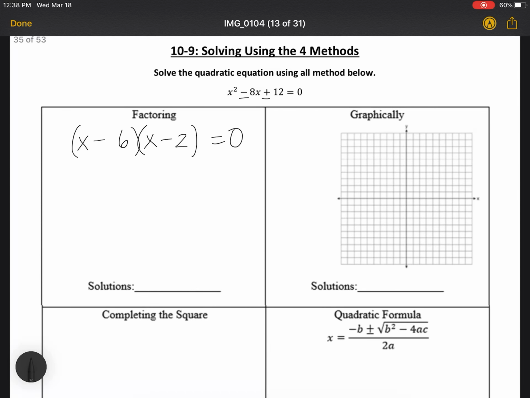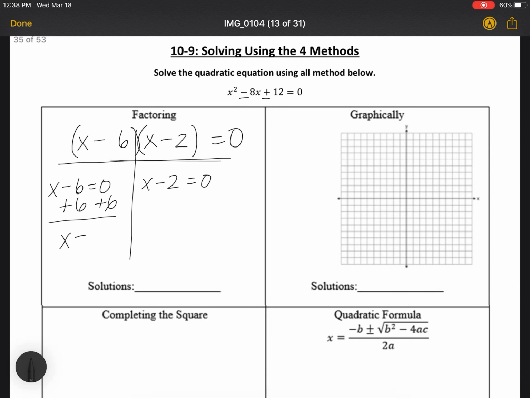negative 8. So once we have our factors, we're just going to split them using the t-chart and set them both equal to 0. And then just solve for x. On the left-hand side, I need to add 6. Right-hand side, I need to add 2. So it looks like our solutions are 6 and 2.